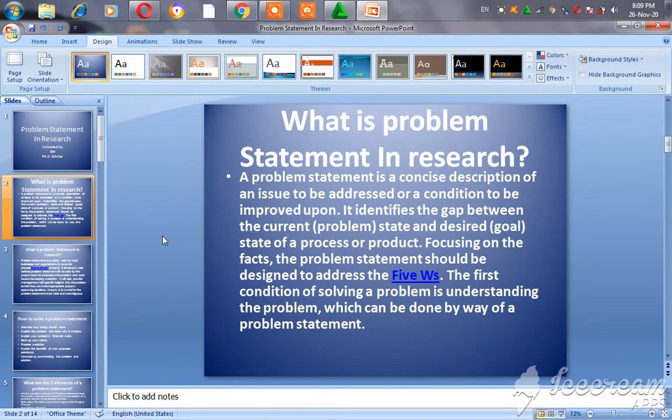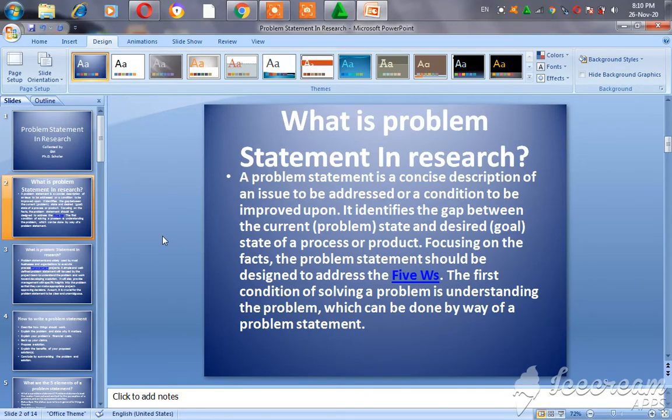What is a problem statement in research? A problem statement is a concise description of an issue to be addressed, a condition to be improved upon. It identifies the gap between the current state and the desired goal of a process or product. Focusing on the facts, the problem statement should be designed to address the 5 W's.